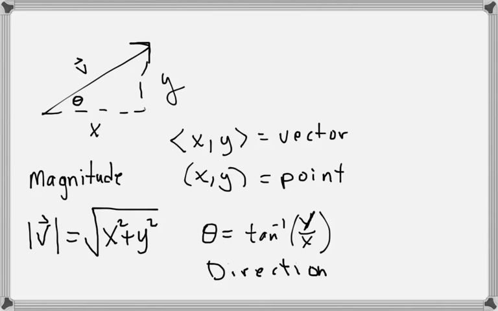Let's talk about one more thing. Sometimes I'm going to give you a vector, and sometimes I'm going to give you points. So let's say we give you the point 1, 3, and I'm going to give you the point negative 2, 7. What I want you to do is find the vector.